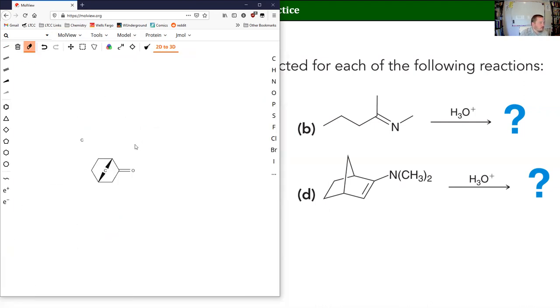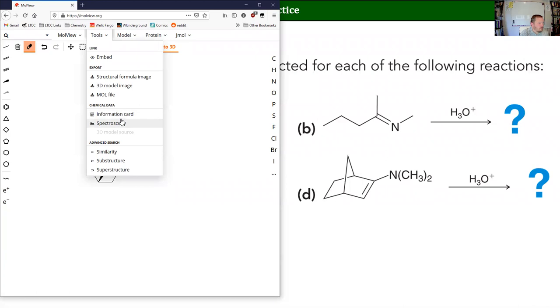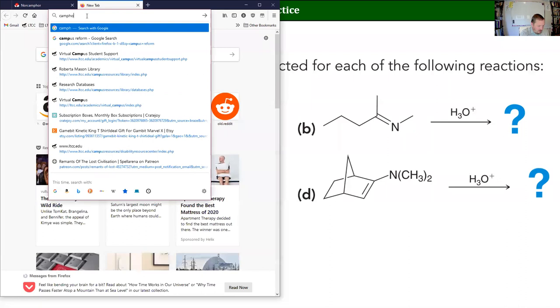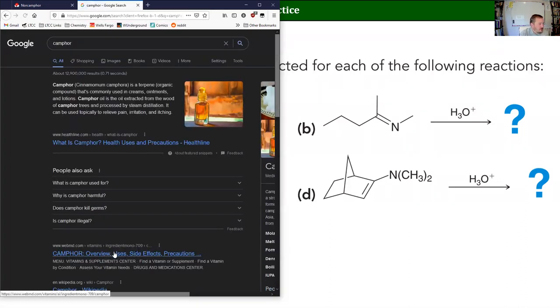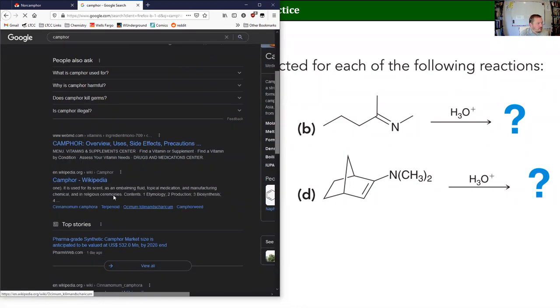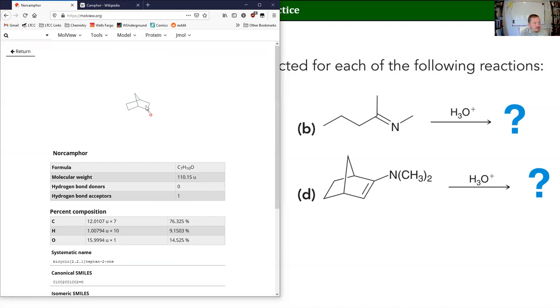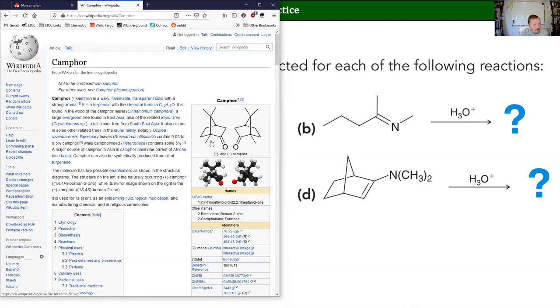Oh, there's another. Norcamphor. So camphor is a molecule that's fairly common. Camphor is a terpene, and it's used pretty commonly in a lot of different places as an odorant, as something that smells good. Norcamphor is the simplified version. You see, it's got the bicyclic structure with the ketone. Camphor has extra methyl groups on it, but it's very close to being the same molecule.